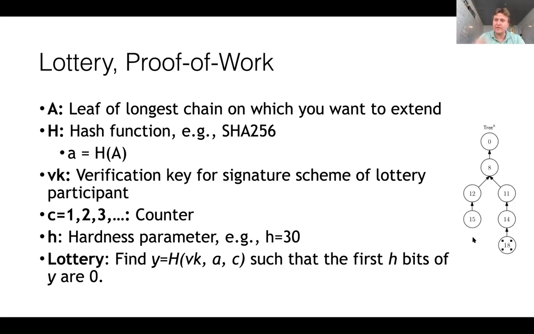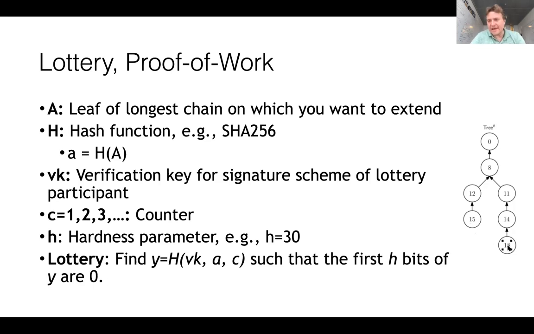There's a lottery for each leaf in the tree. In fact, you could also go up here, because that was the leaf once, and try to win the right to extend up here. Which would probably, even for a corrupted party, be silly. If you want to kind of destroy the property that there is the longest chain, you should try to extend here. But that's a different discussion for when we start analyzing. Okay, so what's the lottery?